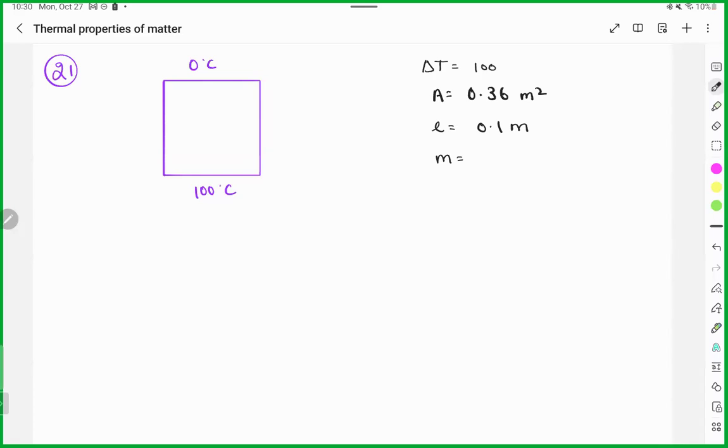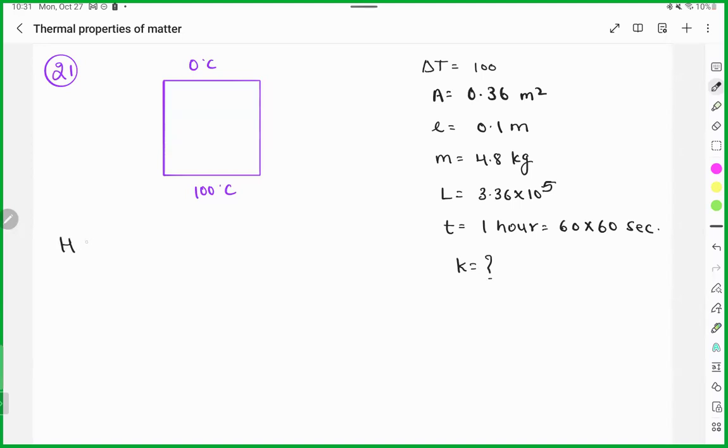Mass of the ice. What is the mass of the ice given? 4.8 kg. And what is the latent heat of fusion? 3.36 into 10 raised to power 5. Correct. Time, this ice will melt for 1 hour. So you can write 60 minutes and 60 seconds. Time is also given. What you have to calculate is the K value, thermal conductivity.